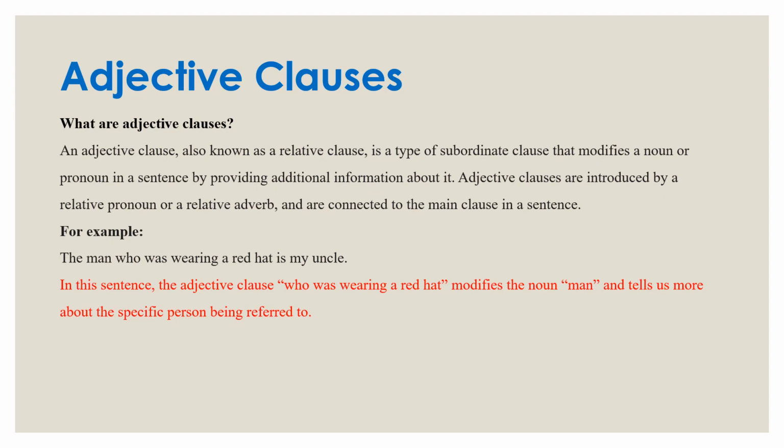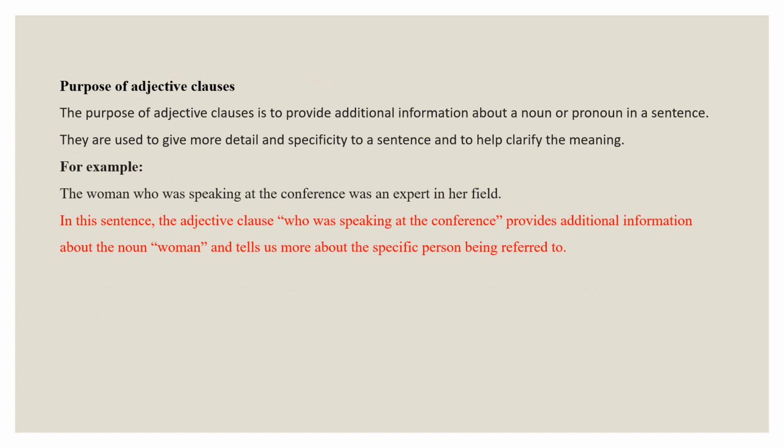In this sentence, the adjective clause "who was wearing a red hat" modifies the noun "man" and tells us more about the specific person being referred to. And the purpose of adjective clauses: the purpose is to provide additional information about a noun or pronoun in a sentence. They are used to give more detail and specificity to a sentence and help clarify the meaning.